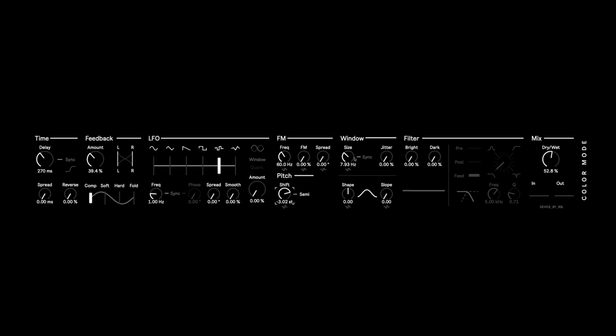In the window section, you can shape the envelope and the size of the windows. Shape and slope adjust the envelope of the window. Jitter randomizes the volume of each window. You can also sync the window size to Ableton. The effects of the window manipulation can be better heard when you enable spread or pitch shift or reverse.